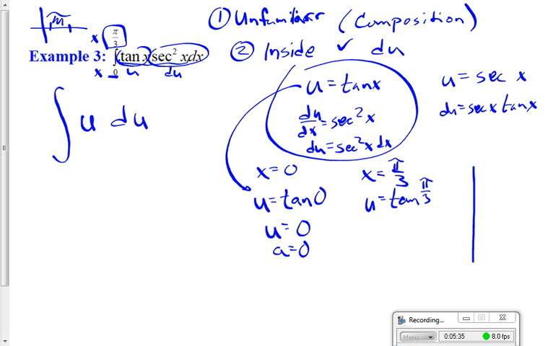tan of pi over 3, I have to draw a picture. Pi over 3 is this, and pi over 3 is equivalent to 60 degrees. Is that right? I do it in terms of degrees sometimes. This is root 3, 1, and 2, right? So tan pi over 3 is root 3 over 1. Root 3.